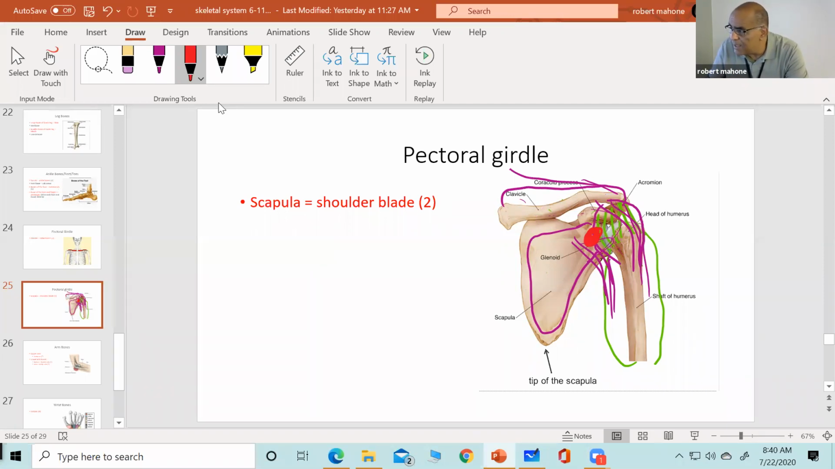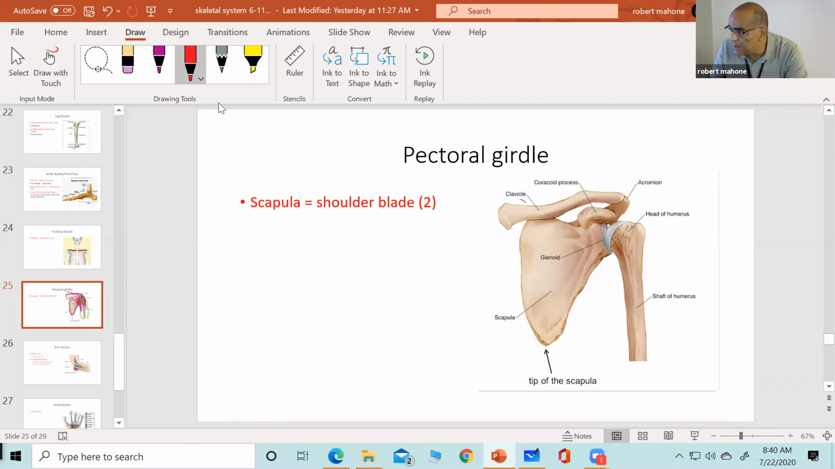So anyway, that is your shoulder blade and all the structures running through the shoulder. Now we'll talk about the upper arm bone here in just a minute. We'll name that bad boy. But what if this bone slips out of the socket?